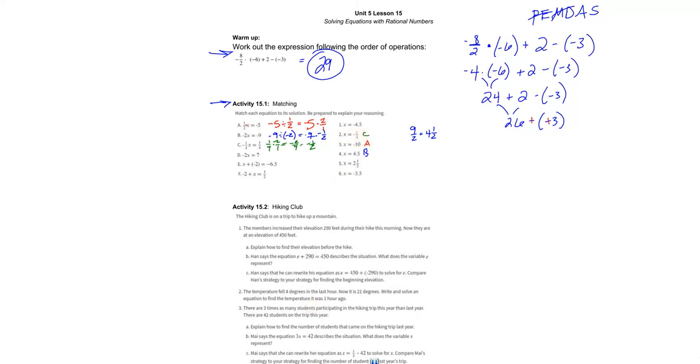Alright, move on to the next one. They're multiplying by -2. So I could multiply by its reciprocal, -1/2, and that would make it go away. Or I could divide by 2, whichever one you find easier to do. I'm going to take 7 and multiply by -1/2, the reciprocal of 2 over 1. And what's half of 7? Well, that's -3.5 when you multiply a positive times a negative. So D matches up with number 6.